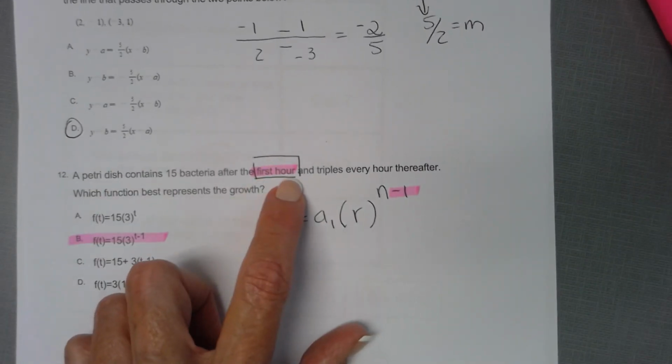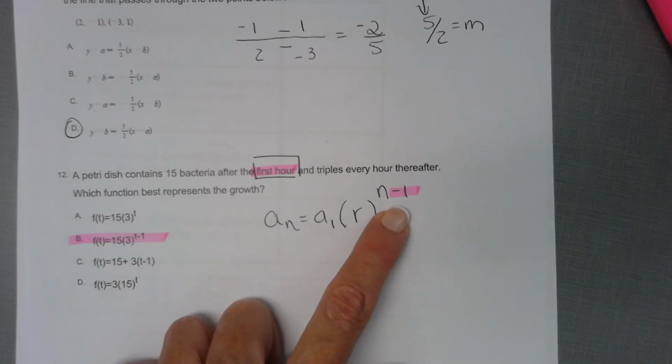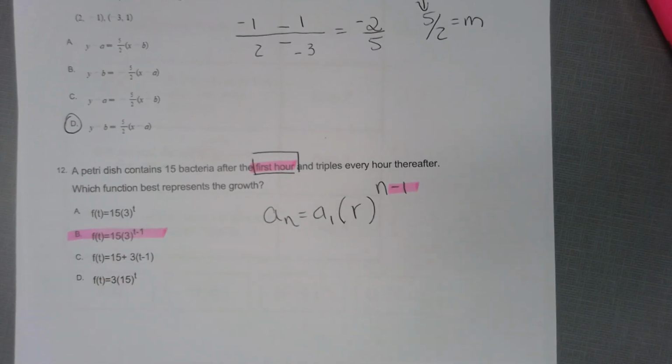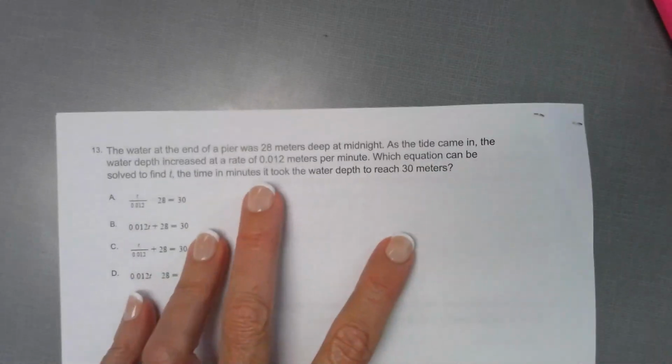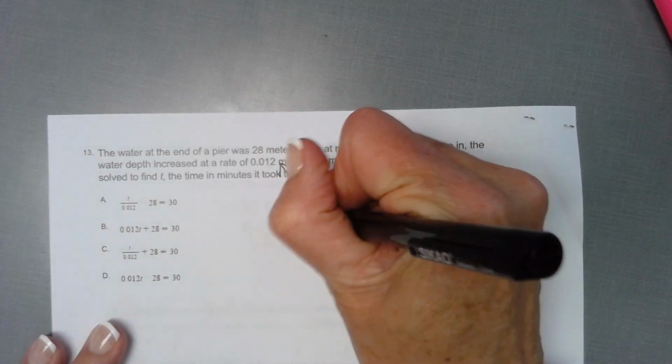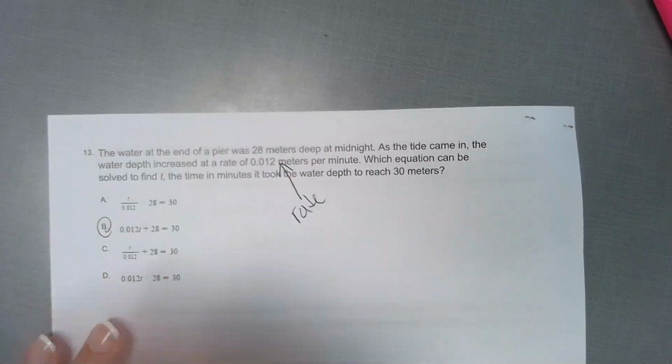Here, the first hour is leading you to a sequence, so we should be looking for that -1 on our power. The correct answer was B. It says triples as well, that's exponential, so that would knock out letter C. And last but not least, it says that it increased at a rate of 0.012 meters per minute, and it started at 28, so this would be your rate. So the correct answer was B.